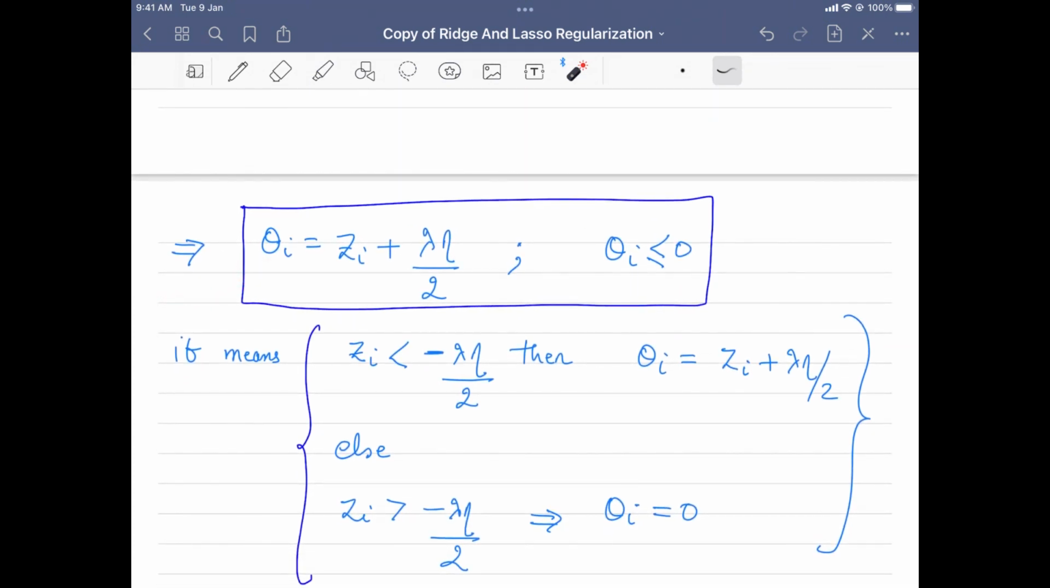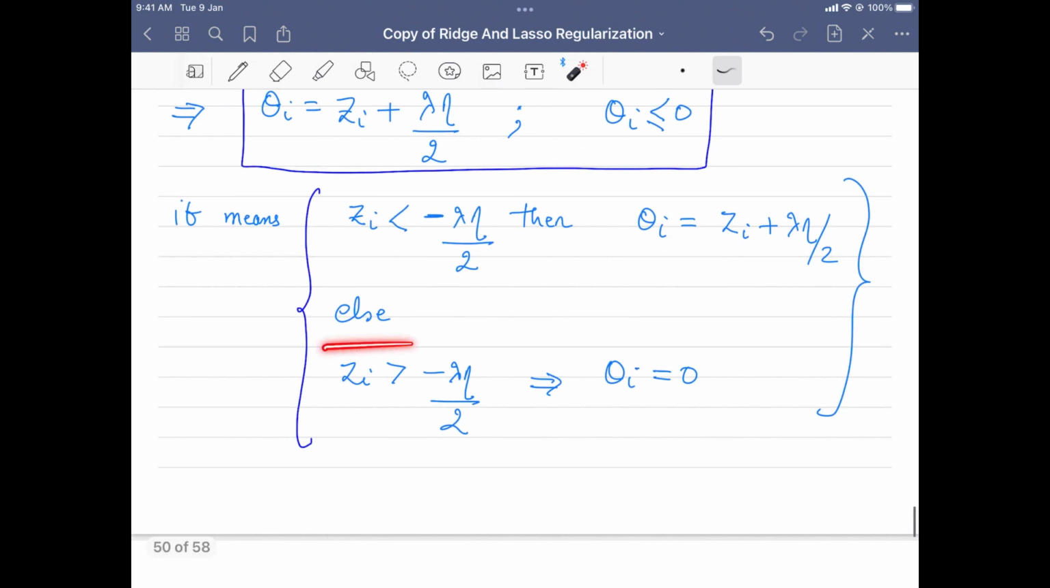So here in this expression, what it says is that theta I is related to zi by lambda eta by 2. So you are adding something to this zi. And the second constraint is that your theta I has to be less than 0. So now the other interpretation of this is that if your zi is less than minus lambda eta by 2, in this situation your theta I will be less than 0 and it is satisfying this constraint, so your theta I is okay. So you will get this answer.